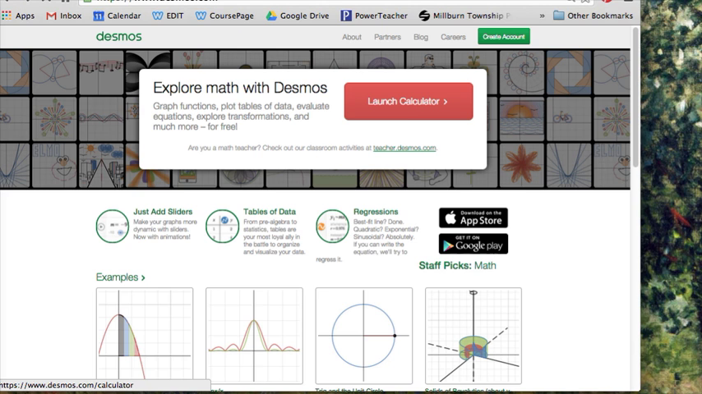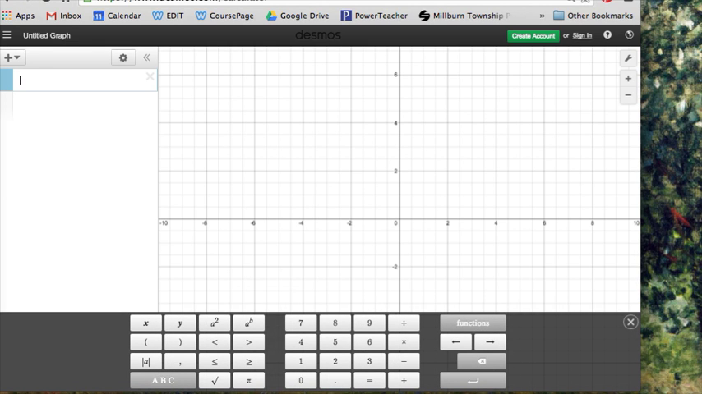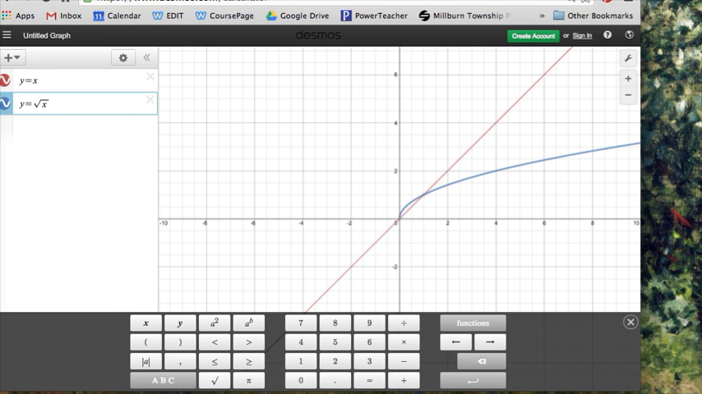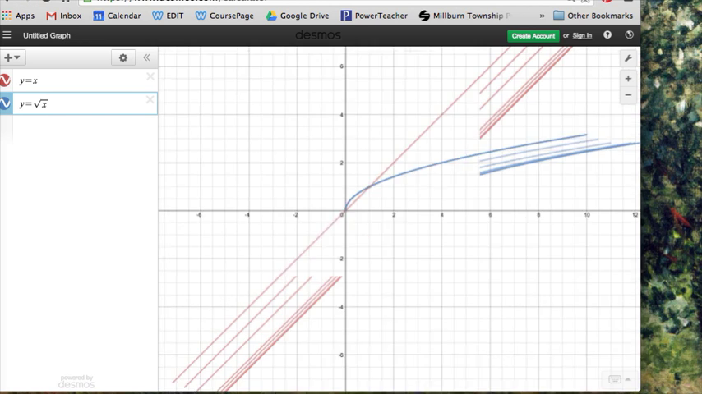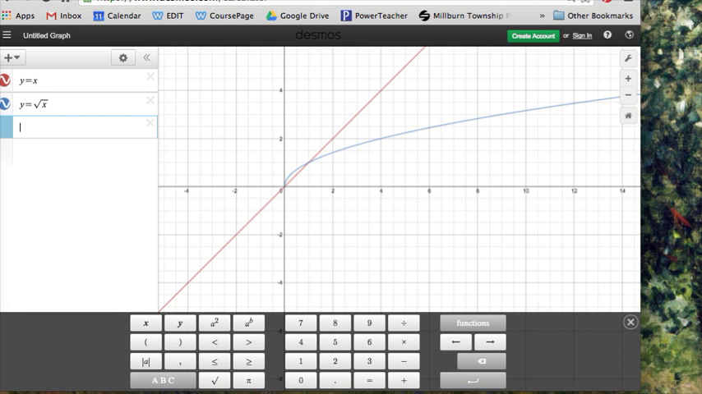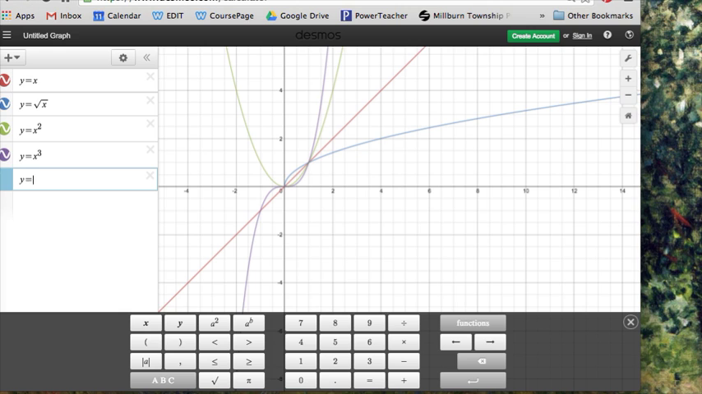So if you launch calculator, we learned about a few different parent functions. We learned about y equals x. We learned about y equals the square root of x. And if you go down to functions, oh no, you can do here. Root x, which looks like that. We learned about y equals x squared. And what else did we learn about? We learned about x cubed. And most recently, 1 over x.